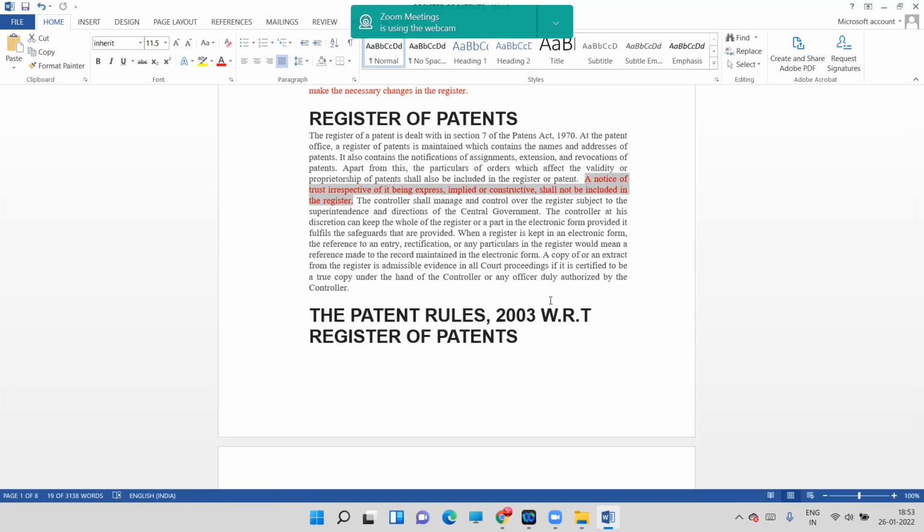representative, or whatever you may call them, his wife. If we want to provide her the rights related to the patents, what provisions will we take, or what will we suggest to the client when we are filing the patent, to avoid all these obstacles? Because a notice of trust, irrespective of being express, implied, or constructive, shall not be included in the register. If the notice of trust is related to death or in that way, then how can you give consultation to the client to avoid this type of problems?